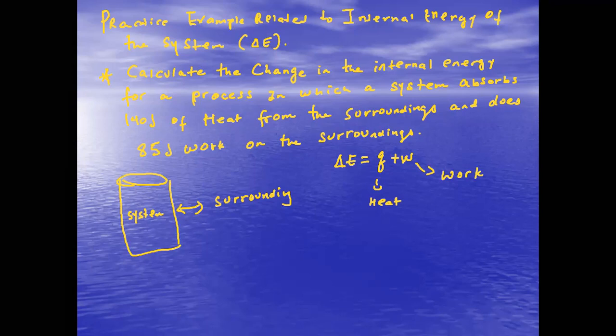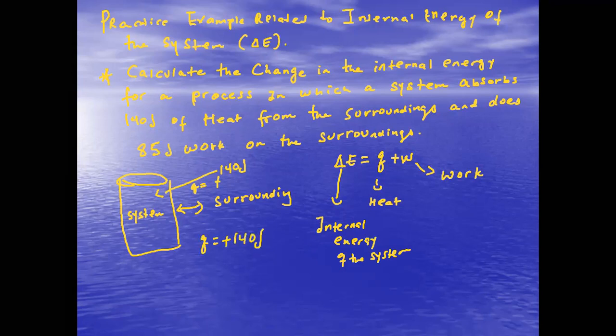All right. Calculate the change in the internal energy for a process in which a system absorbs 140 joules of heat from the surrounding. So the system absorbs 140 joules of energy. Will Q in this case be positive or negative? Positive, because we're dealing with the internal energy of the system. The system gains, absorbs. Absorbs means it gets added to its account. So the value of Q is positive, 140 joules, right?